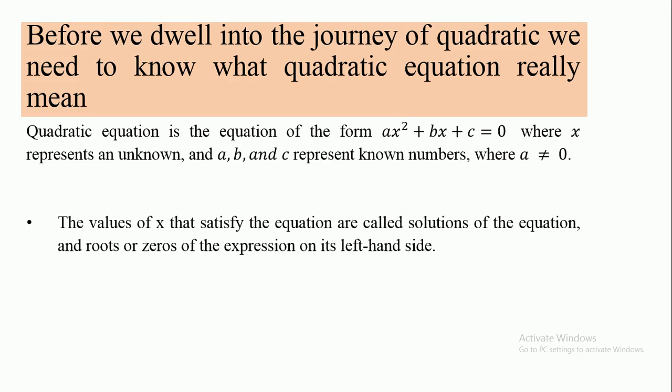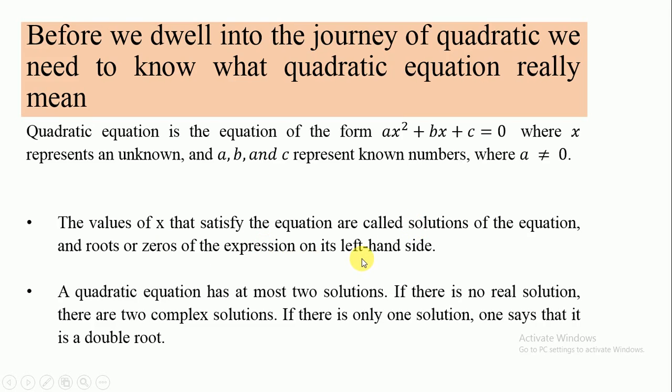Okay, so another point you need to know is that whenever you solve for x, which is the unknown variable, it is called the solutions of the equation, and the roots or the zeros of the expression on its left hand side. Another thing you have to know about quadratic equation is you can only have at most 2 solutions. And this solution could be a real solution, it could be a complex solution. So if there is no real solution, there's possibility of 2 complex solutions. And in a case whereby you have only 1 solution, it means it is a double root.